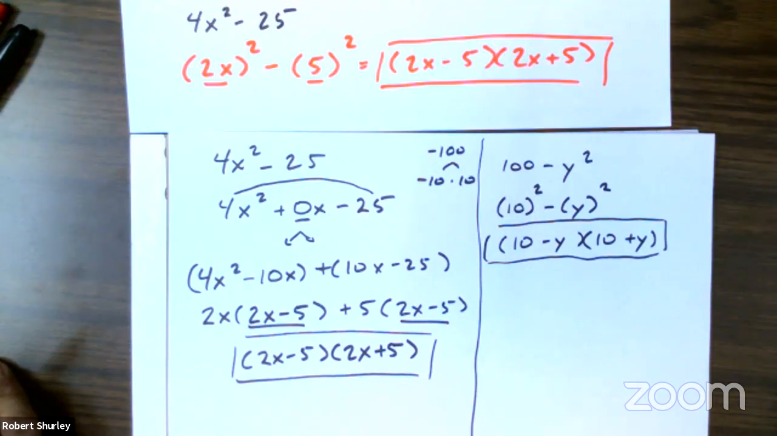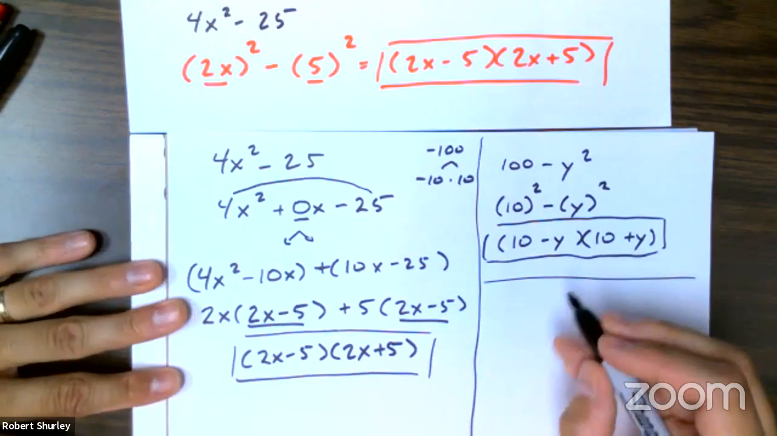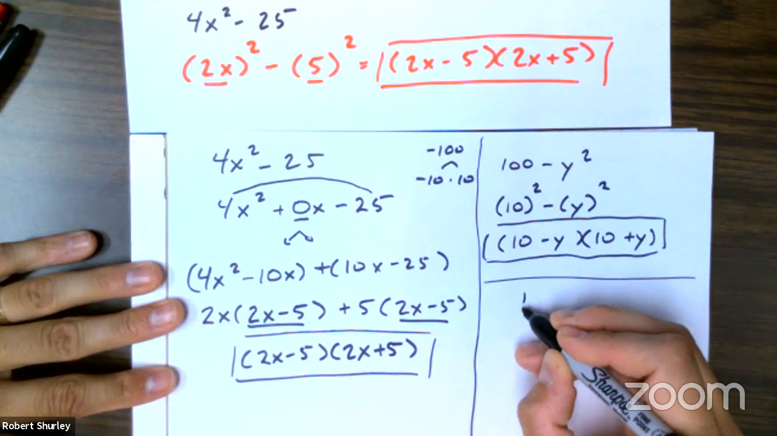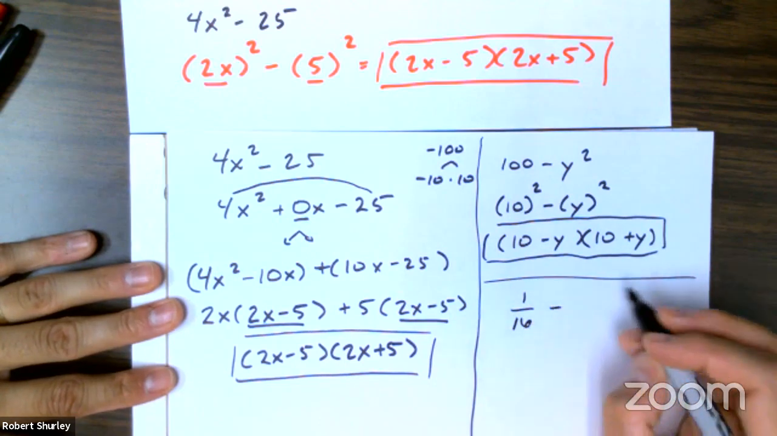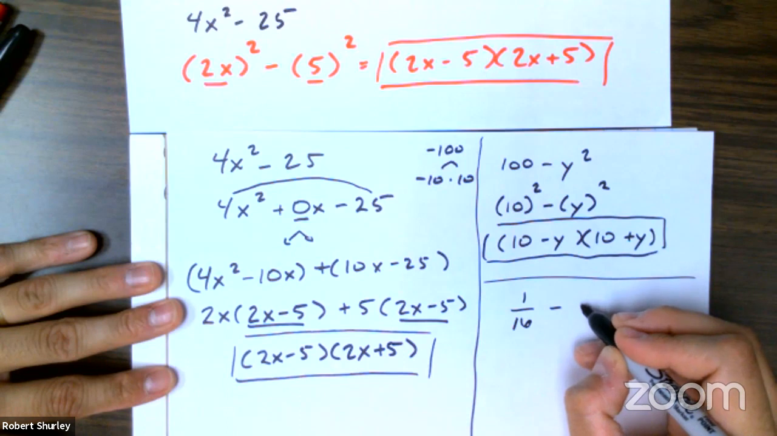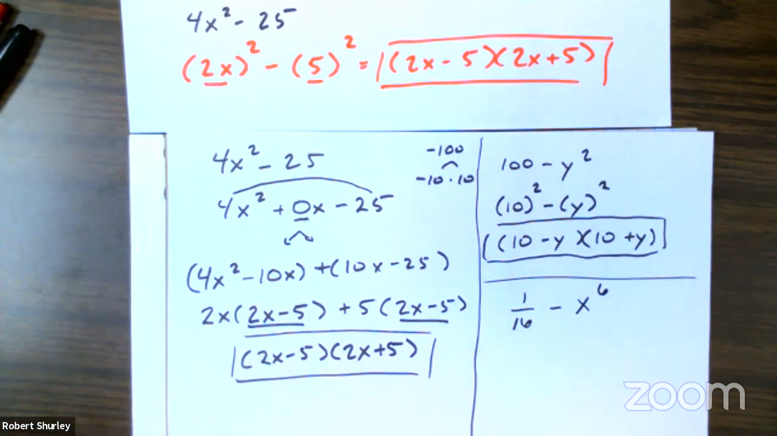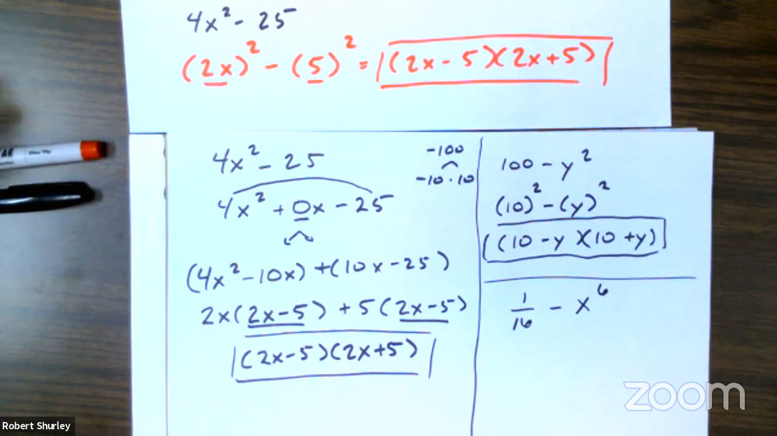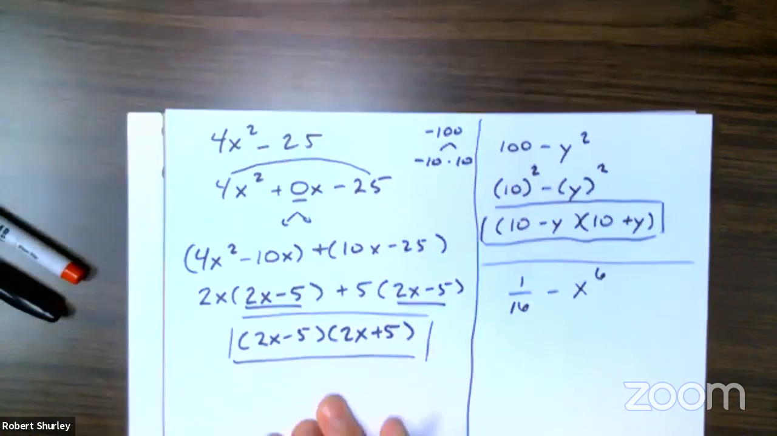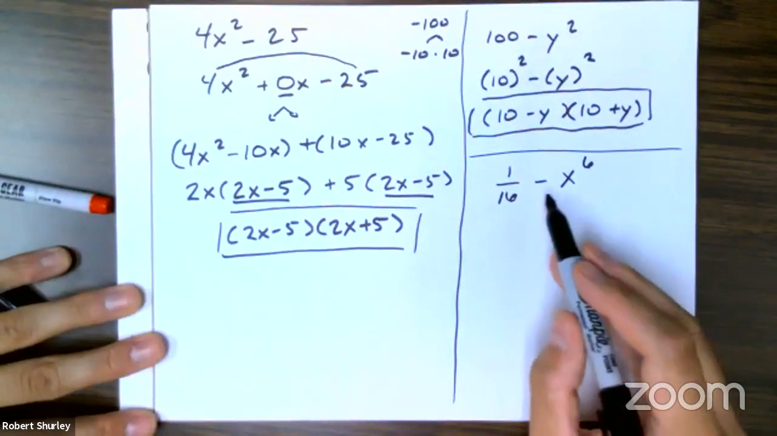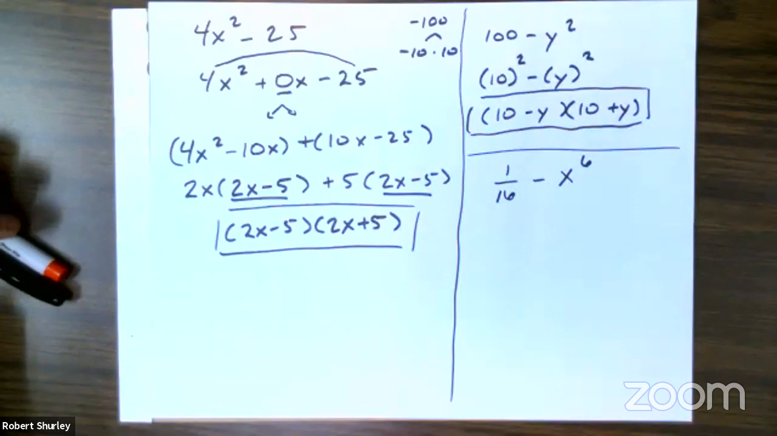Let's look at one with a fraction. So let's say we've got 1 over 16 minus x to the 6. So that's a little different. We're going to have to remember the exponential rules here with x to the 6, but let's go to the 1 over 16.